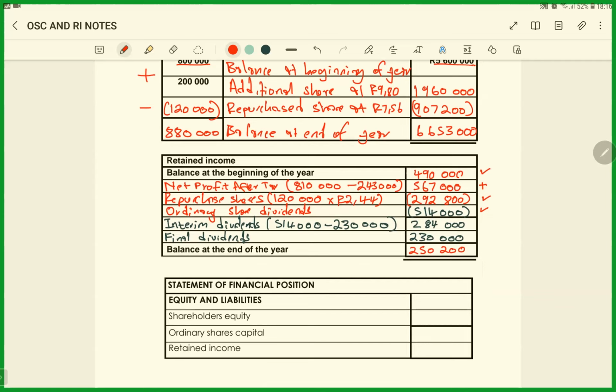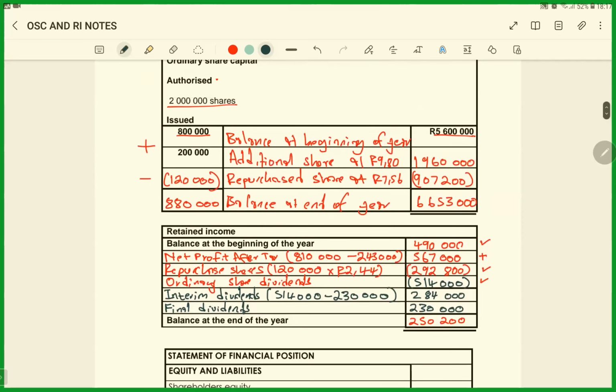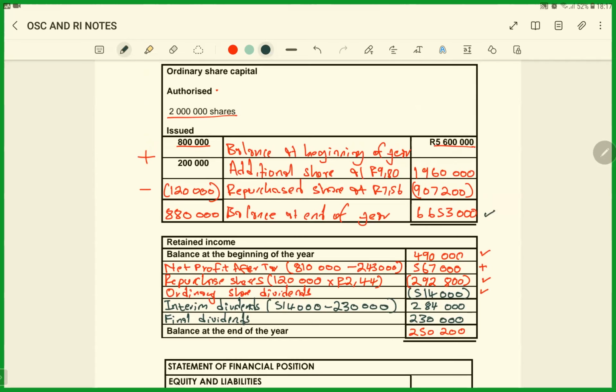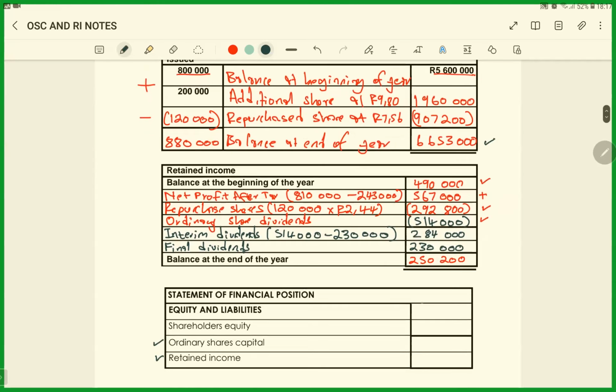So next up, we have to transfer the balances to the statement of financial position. It's simple, you just get the answers at the end. Here the equity and liabilities, the shareholders' equity, is made up of components: ordinary share capital and the retained income. So we take these answers from the ordinary share capital note and the retained income. The balance at the end of the year for ordinary share capital was 6,653,000, so you record ordinary share capital of 6,653,000. Then you also take the balance from the retained income of 250,200.